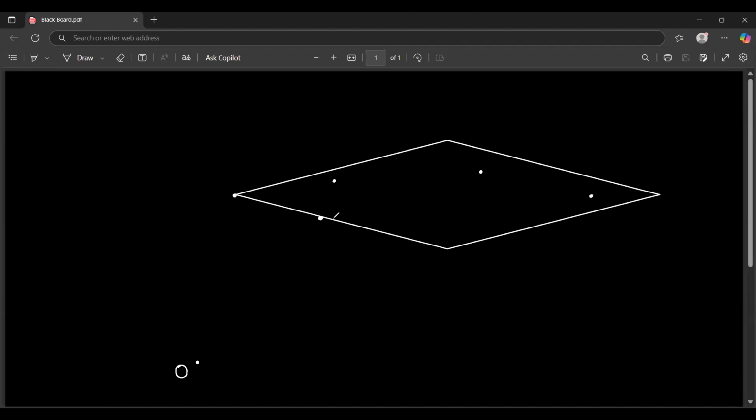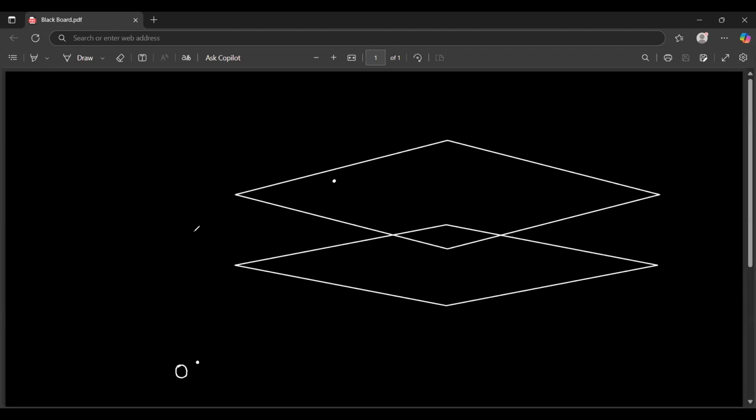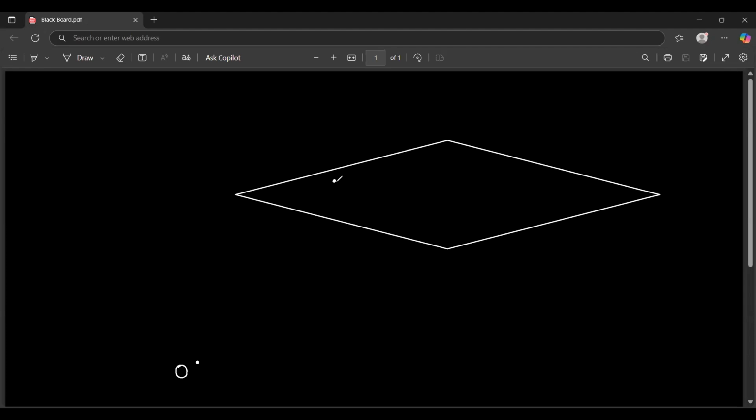But you have to know this is just an imagination. You can't actually draw a plane because a plane is infinite. So we need a point on the plane. For the easiness, let's take this point. So this point will have a position vector.